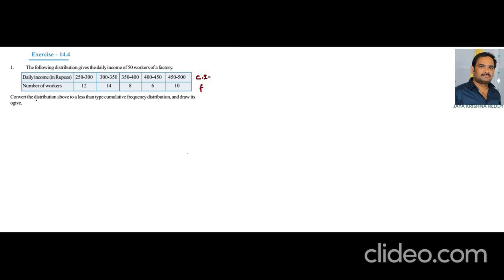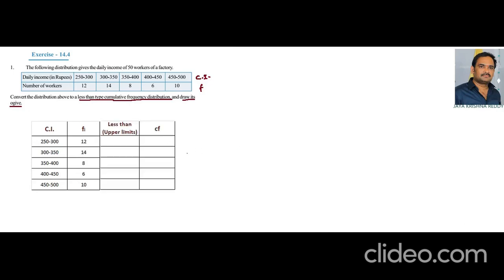Now we have to convert the distribution above to a less than type cumulative frequency distribution and draw its ogive, meaning we have to draw a less than type ogive for the given data. These are the two columns given in the question: class intervals and frequency values. Next we have to take two more columns, the less than column and the cumulative frequency column.